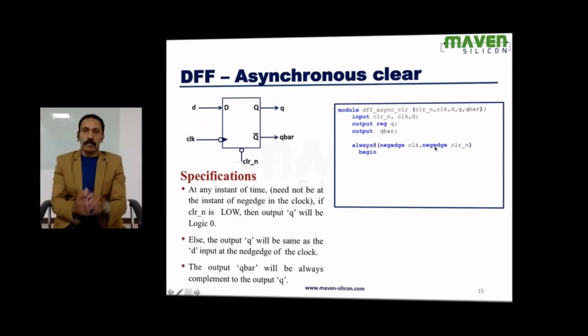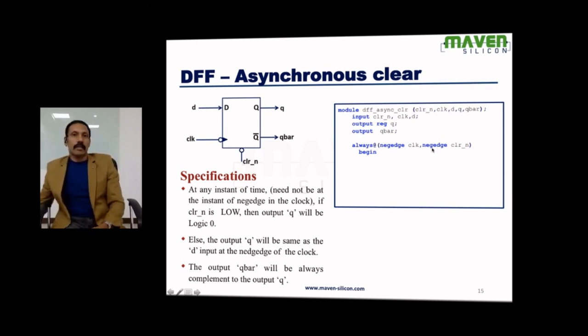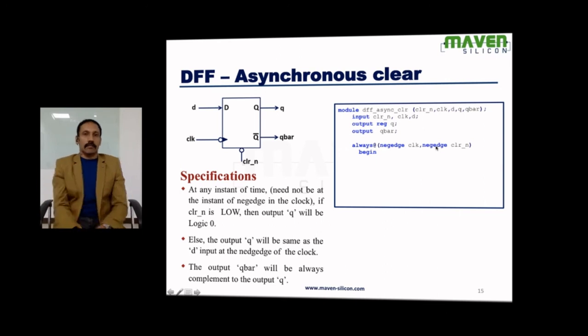Now, there is one important point. You say negedge clear doesn't mean that the clear is going to be edge sensitive. You take any flip-flop, only clock is edge sensitive and remaining signals will be level sensitive. Whether it's reset or clear, everything is going to be level sensitive. But in Verilog, the syntax looks like this. But you have to remember this. Negedge doesn't mean that the clear will be edge sensitive. Here, clear will be level sensitive, but clear is active low. To define active low, we have to say negedge. This is something important you have to remember.